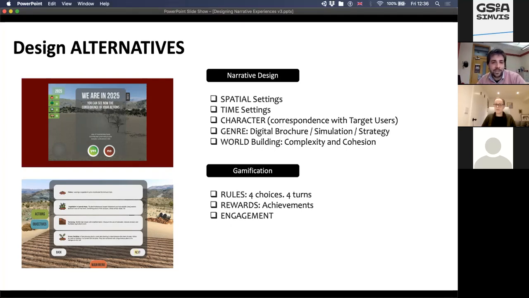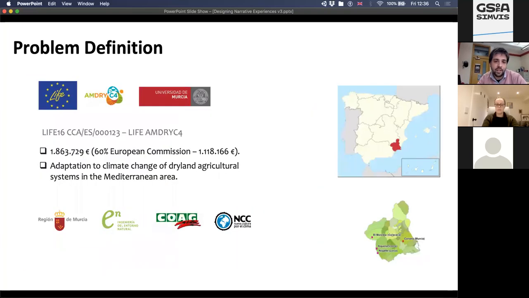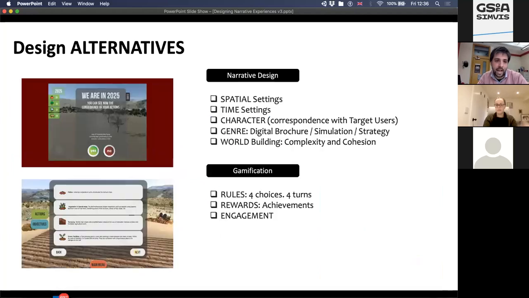So we decided to create a spatial setting that is based on a real space. Basically, you remember this slide. This area of Spain, this southeast of Spain, is Murcia, the region of Murcia. So these are real spaces with real vegetation, animals, light, if you want. It's a real space, okay? The time setting is where the narrative design begins. I suggested creating a time setting in the future, to create a narrative in which the actions of the users might have consequences in the future for the landscapes.